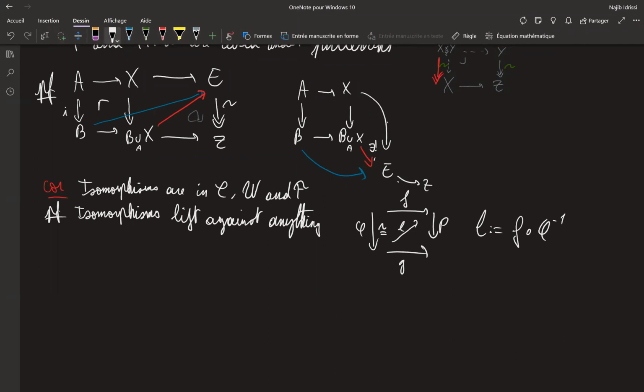Let me think. So let's see. This is F. This is P. This is L. This is L prime. So we want to check that P circle L is equal to F. So you want to compute this composite and you want to check that it's equal to F.